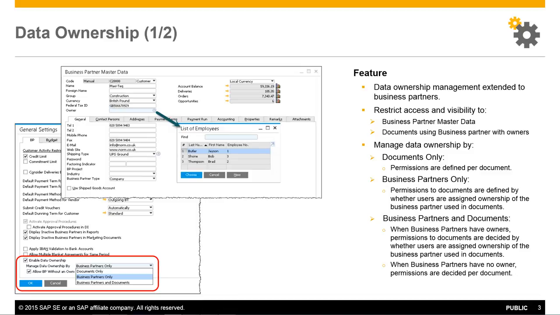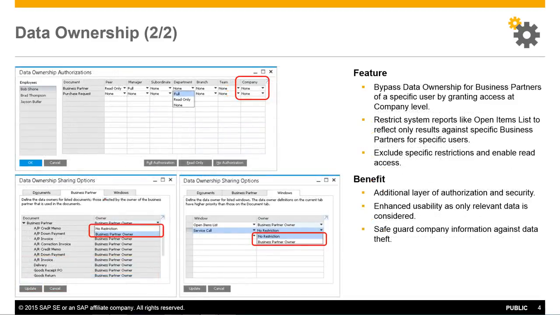When business partners have owners, permissions to documents are decided by whether users have permission to the business partner used in the document. And when business partners don't have an owner, permissions are decided per document. You can restrict access and visibility of specific business partner master data for specific users. Data ownership can also be bypassed by granting access as owner to the entire company.